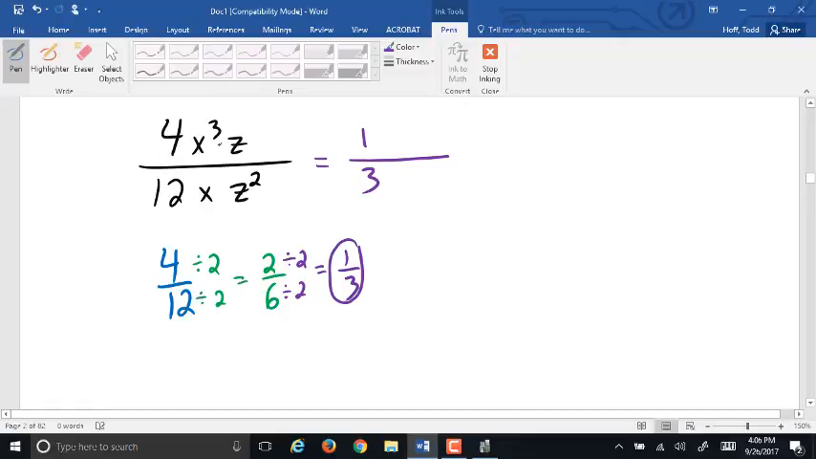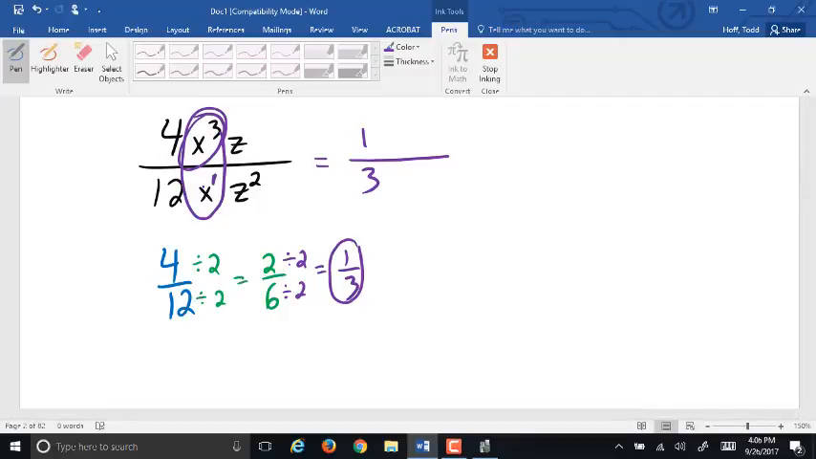Now we can look at our variables. For x, is the x going to be on the top or the bottom in our result? Top, because x to the third is the largest power. Now this x on bottom really has a power of 1. So what's the power going to be on x in our result? 2. 3 minus 1 is 2. So x goes on top.